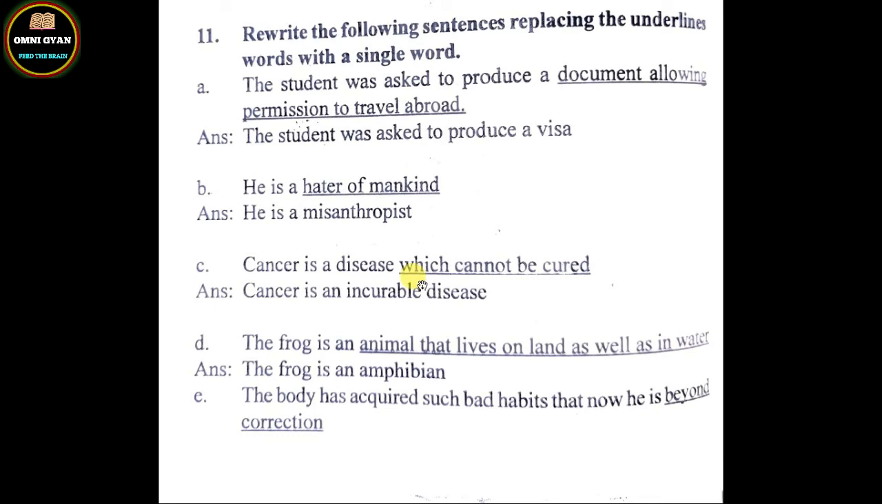I think this is the last document that we have. I'll write the answer here, okay. Please bear with the handwriting. He is beyond correction, he is incorrigible. We have done this already. See, some few of these, incorrigible. I-N-C-O-R-R-I. Incorrigible. So you can write like that. The body has acquired such bad habits that now he is incorrigible. Beyond correction, incorrigible. Incorrigible we have already done previously.